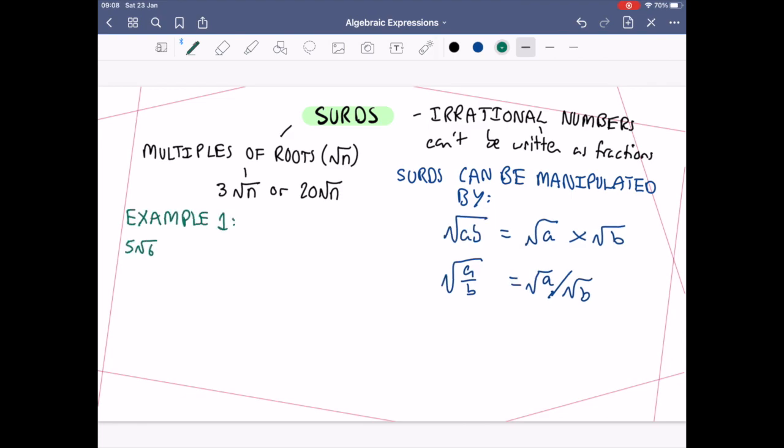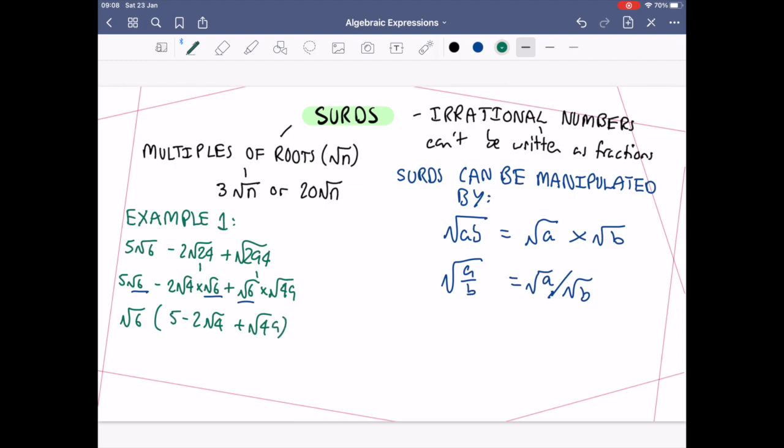We have 5 square root of 6 minus 2 square root of 24 plus the square root of 294. The square root of 24 can be written as square root of 4 times square root of 6, and square root of 294 can be written as square root of 6 and square root of 49. So now we can see that we have square root of 6 present everywhere, so we factorize by this. And then if we simplify the bits that are inside, we get the whole number 8, so our answer is 8 square root of 6.